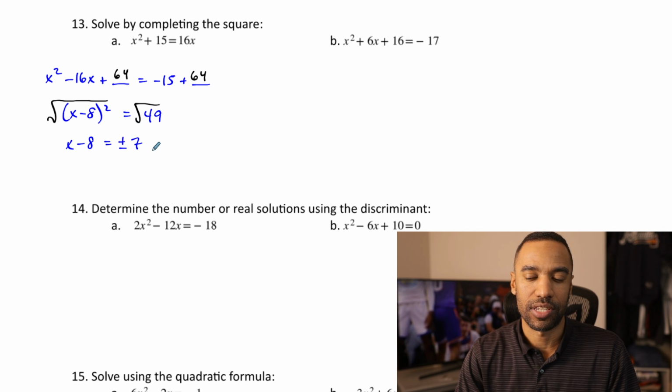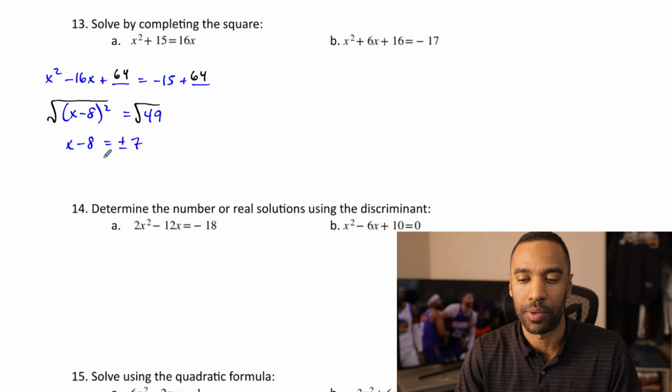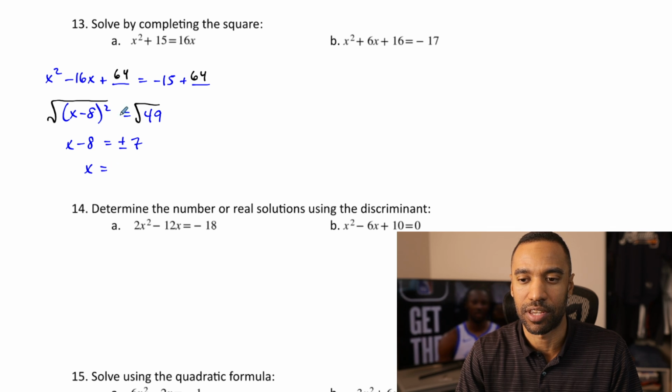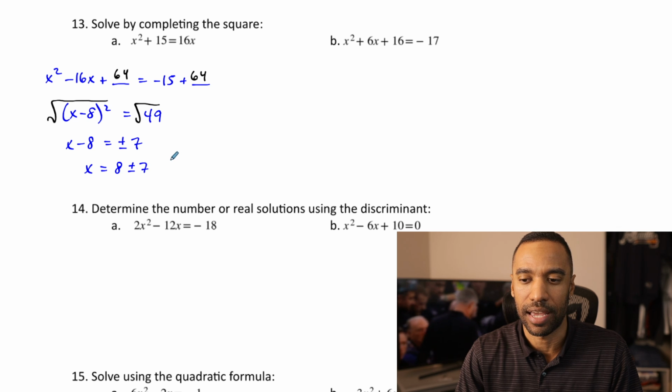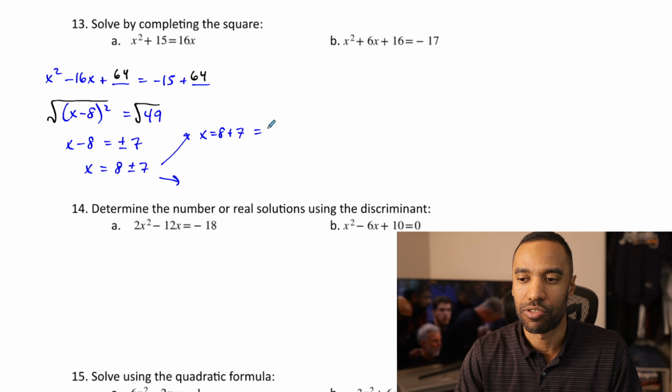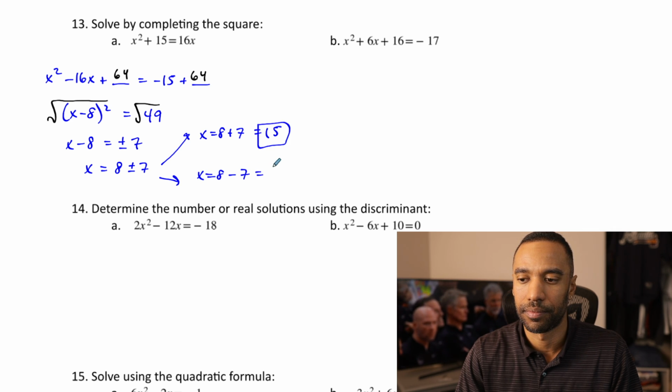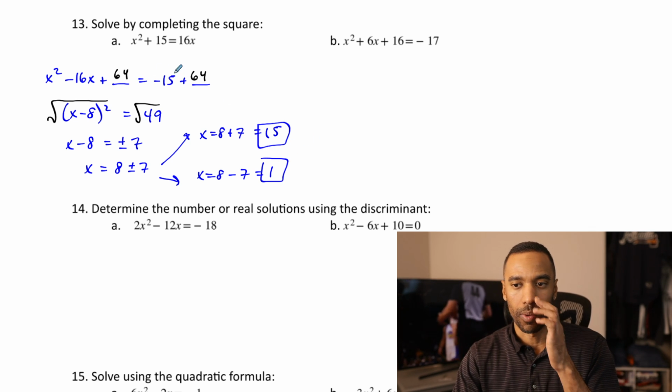I got plus or minus 7 being the square root of 49 with regard to solving for x here, because negative 7 squared is also positive 49. We add 8 to both sides. You get 8x equals 8 plus or minus 7. 8 plus 7 is 15, and 8 minus 7 is 1. Like I said, this was factorable.